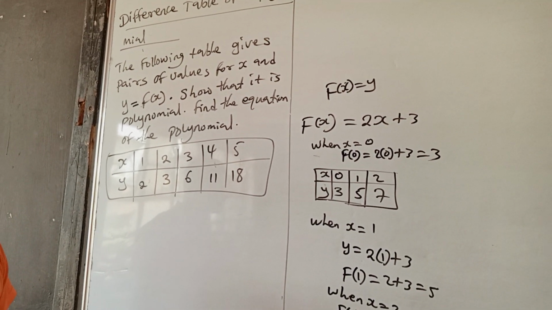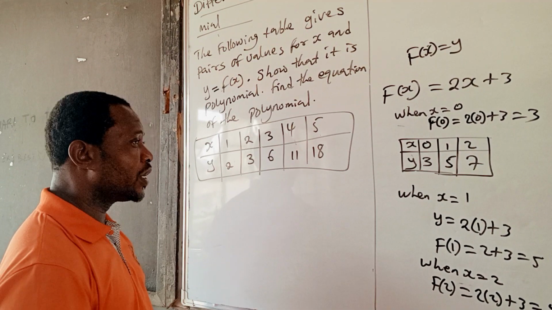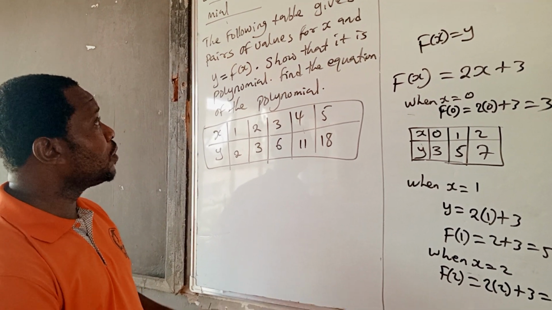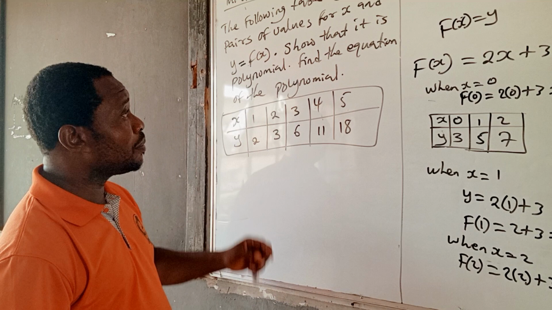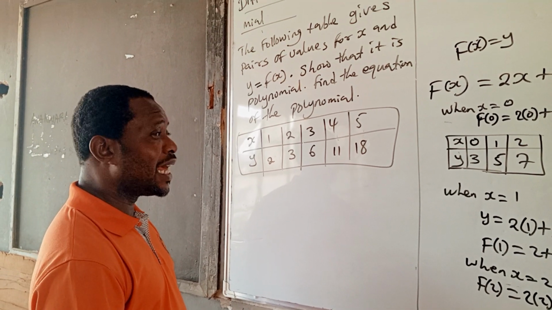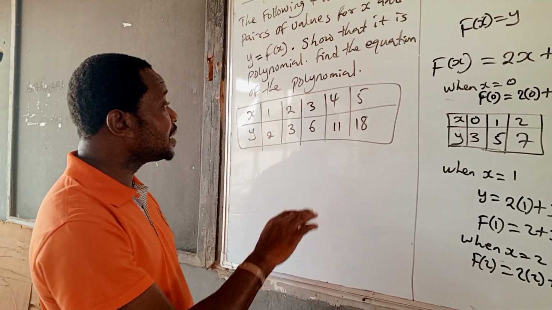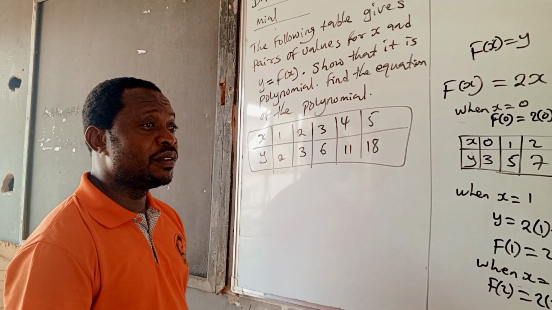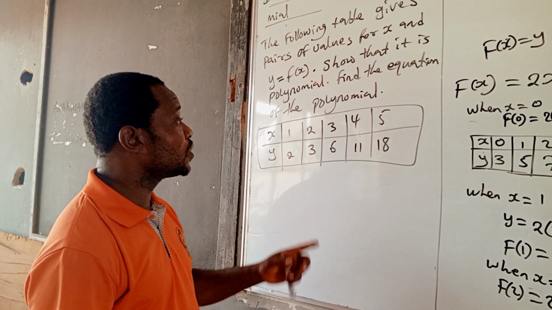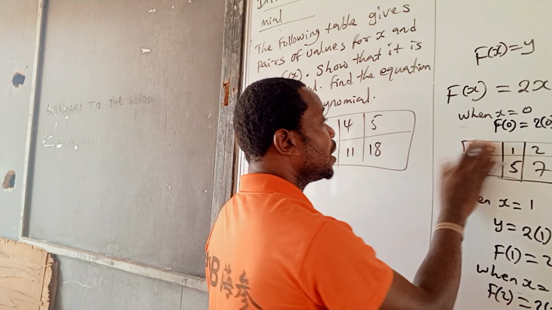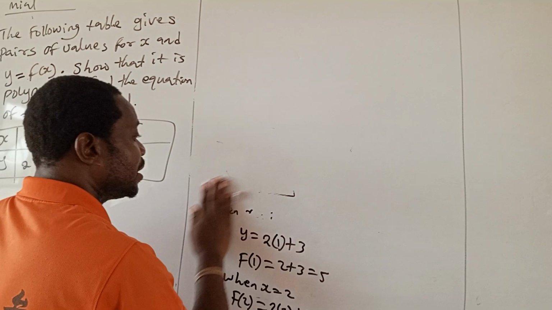Then how do we know that a table is correct? How to know is simple. When you draw the difference table, which I'm going to show you now, if the last value is 0, it means that that function is correct. If the last value is not 0, it means it's not correct. So what do you do now? We are going to now draw the difference table.